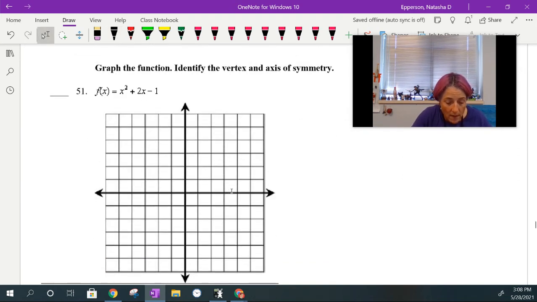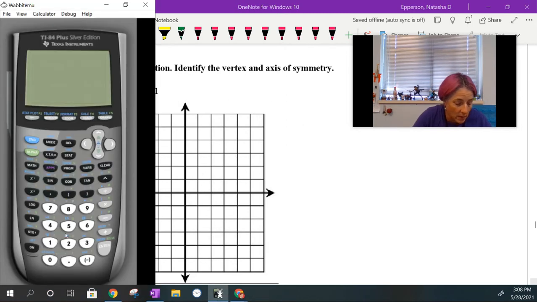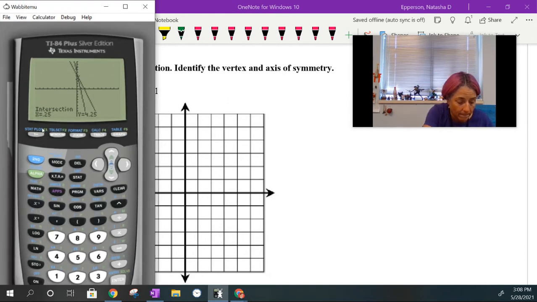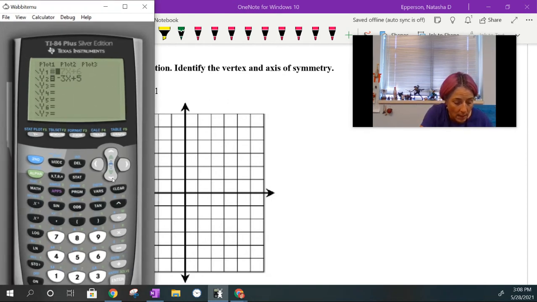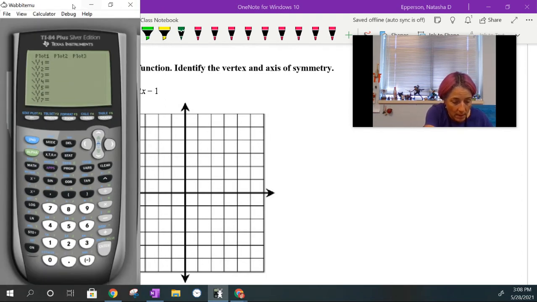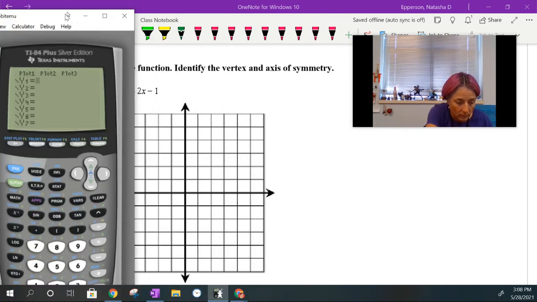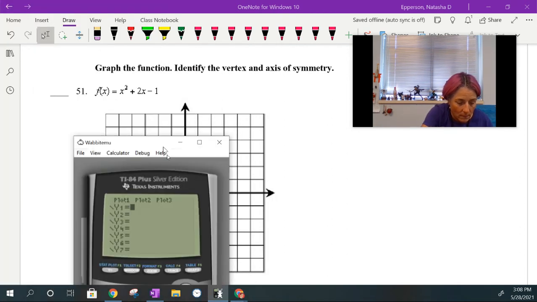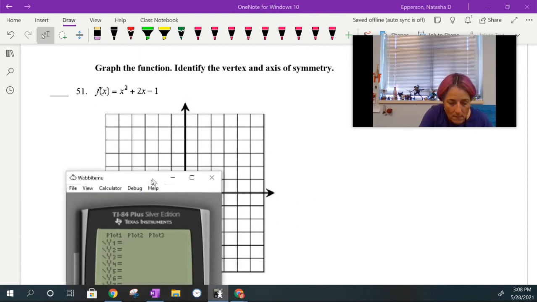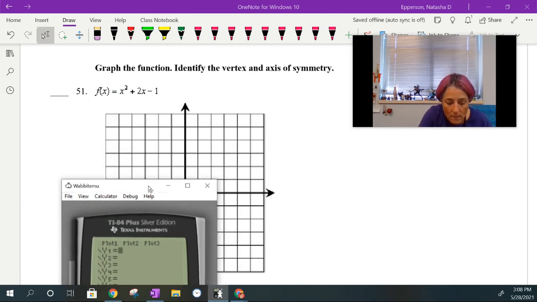Number 51, vertex and axis of symmetry. The easiest way to do this is to go with your graphing calculator. I go to y equals, clear, clear. I'm going to put my equation in.